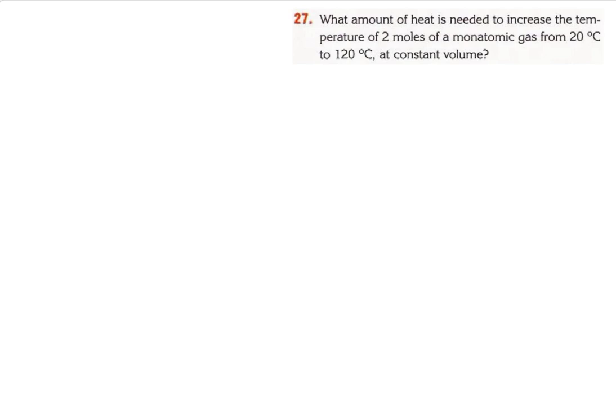Question 27. What amount of heat is needed to increase the temperature of 2 moles of monoatomic gas from 20 Celsius to 120 Celsius at constant volume? So here we have to apply the first law of thermodynamics, which is Q is equal to delta U plus work done by the system. But in this question it says volume is constant, that means work done by the system is gonna be 0. So our formula will be Q is equal to delta U.